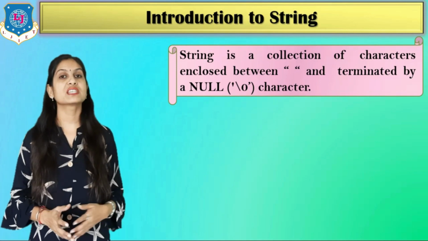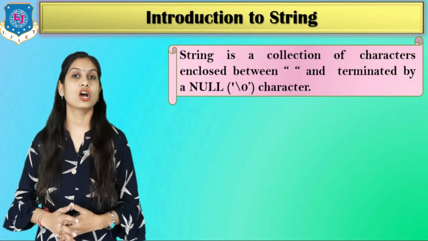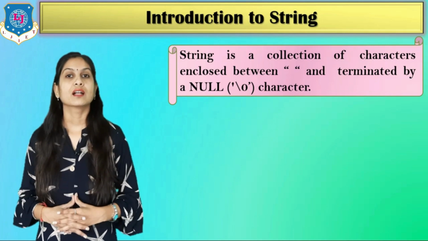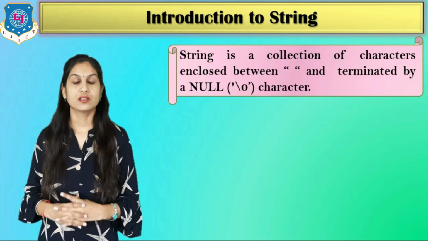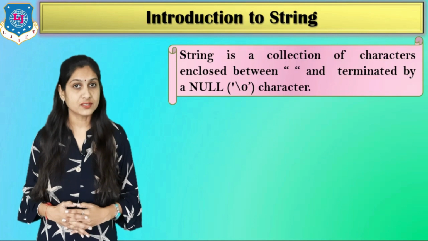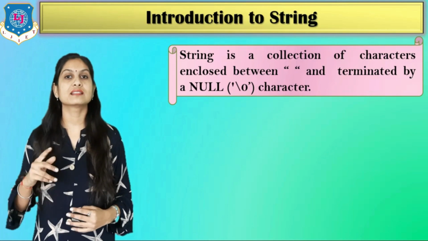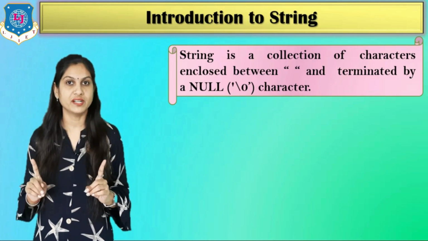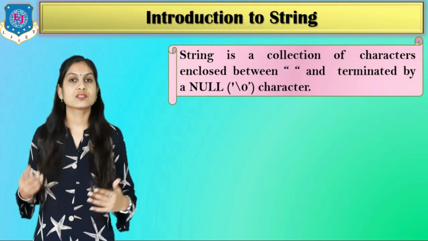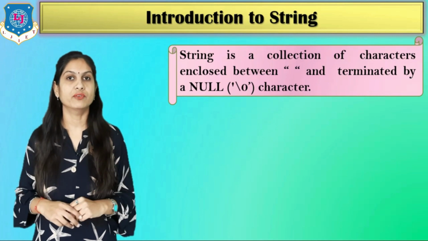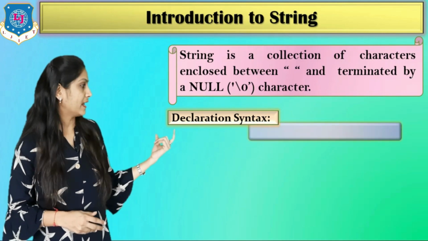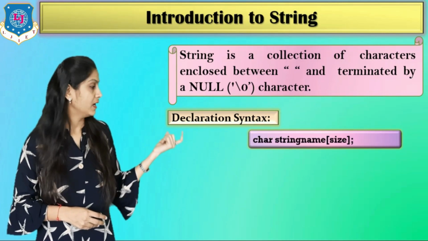So the definition of string is that it is a sequence of characters enclosed between double inverted commas and terminated with a null character. Null is automatically put when you write any string, and the symbol for null is '\0' in single inverted commas because it is a single character, but a string is multiple characters, so it is always in double inverted commas.